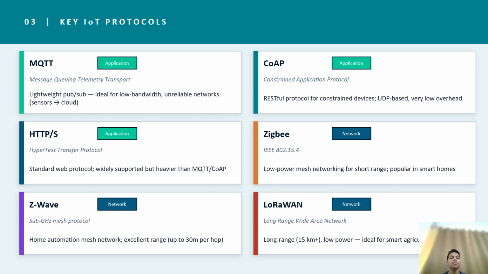existing web systems. For the network wireless layer, Zigbee is used heavily in smart home devices. Your smart bulbs and sensors likely use it. Z-Wave is similar but operates at a sub-gigahertz frequency, giving it better wall penetration. And LoRaWAN is perfect for applications needing very long range with very low power, like monitoring farm equipment across kilometers.